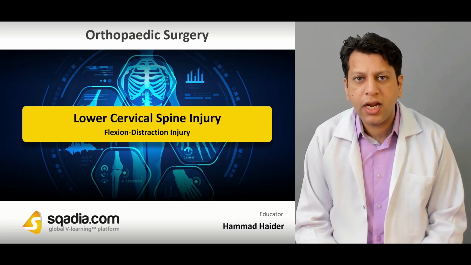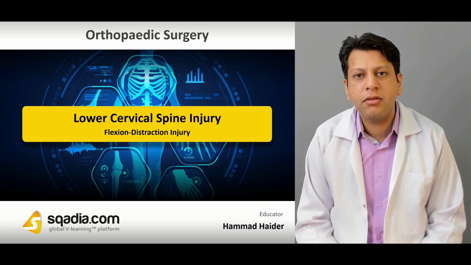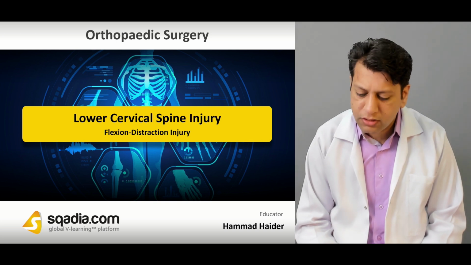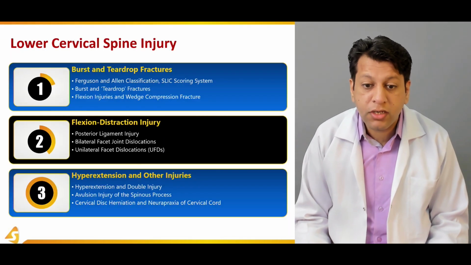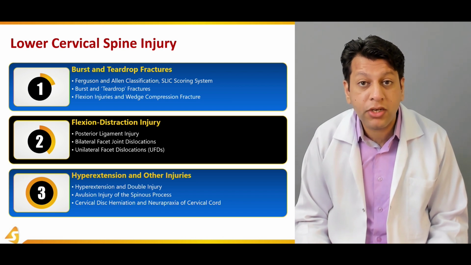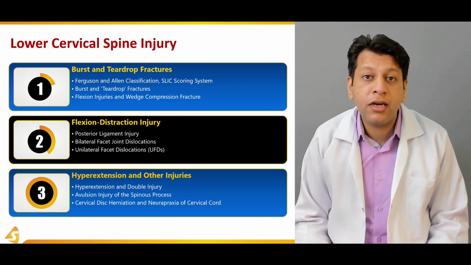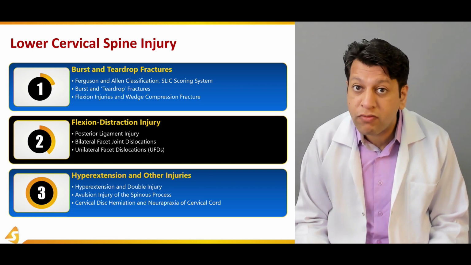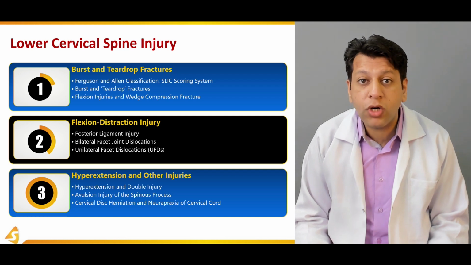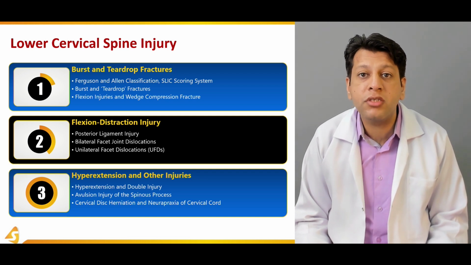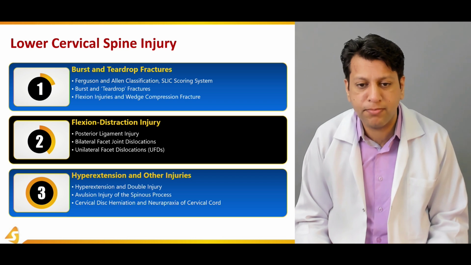Now we move on to our second section, that is we will be discussing the morphology of the flexion-distraction injuries. In this we will be discussing how to assess the integrity of the posterior ligamentous complex, what is the posterior ligamentous injury, what is bilateral facet dislocation and what is unilateral facet dislocation, and what is the treatment of unilateral as well as the bilateral facet dislocations.